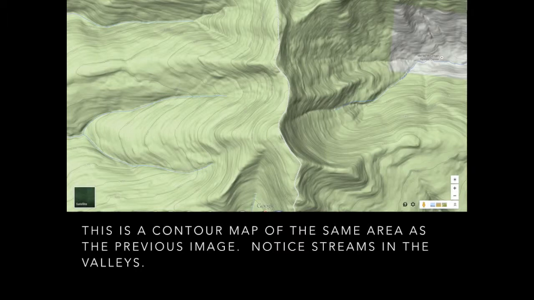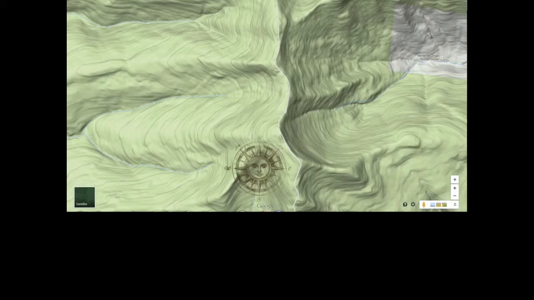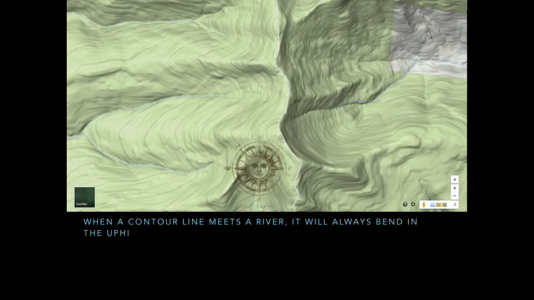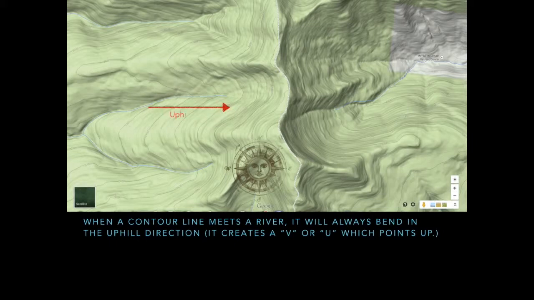So here is a contour map of the same area as the previous image, and we can see the streams better in this map view. And you can see there are streams on both sides of the ridge, which is running through the middle of your map. Now, the important thing to know here is that when a contour line meets a river, it's going to bend. And it's always going to bend in the uphill direction, which creates a V or a U-shaped pattern in the contour line. So it's helpful. The V's or the U's in the map, sometimes they look like V's, sometimes they look more like U's. They're always going to point up.